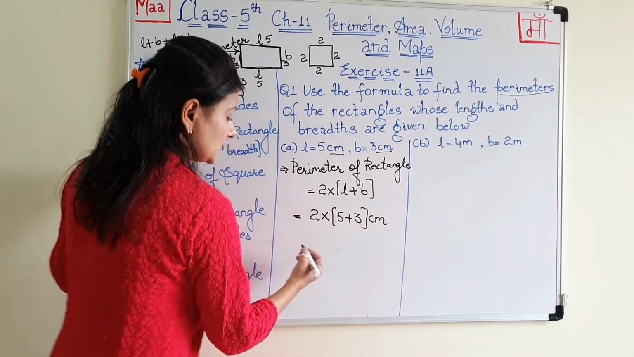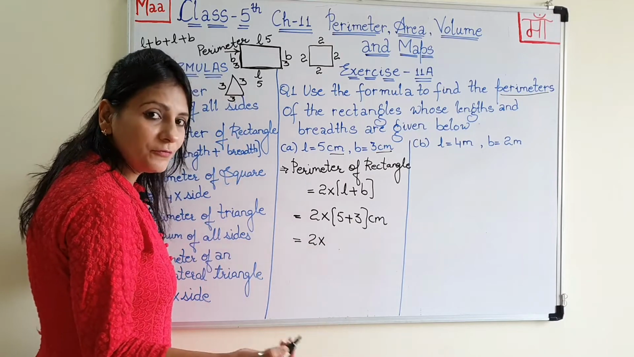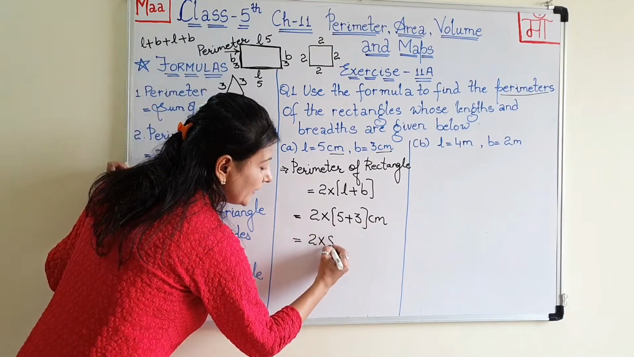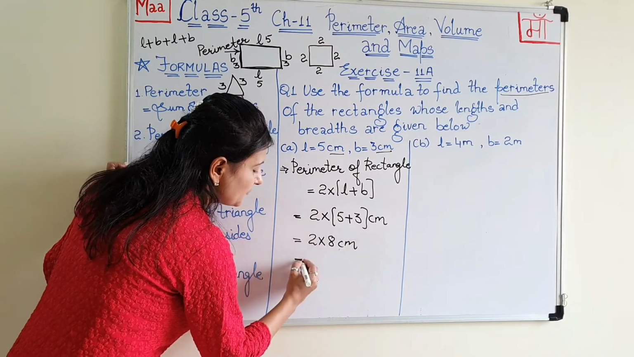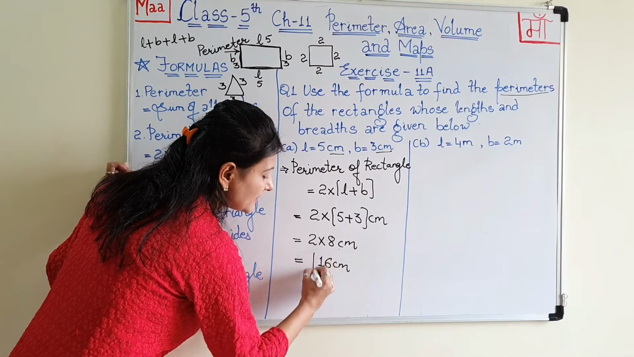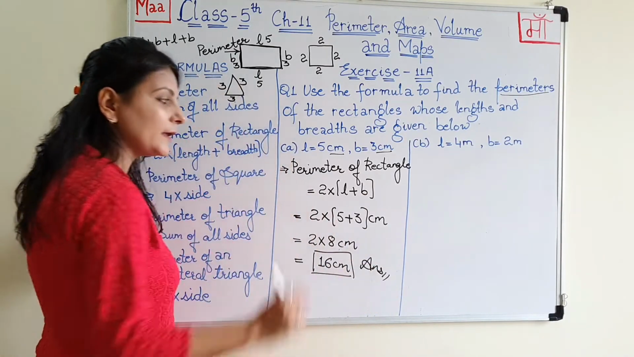Okay, now see, first of all we have to solve the bracket as per the rule of BODMAS. तो पहले हम इन दोनों को add करेंगे. 5 plus 3 will give you 8. So now in next step we will do multiplication. 2 into 8 is equals to 16 centimeter. So this is the answer of part A.